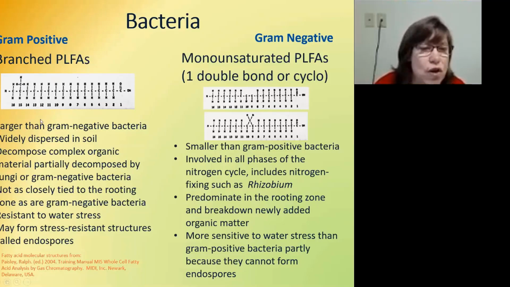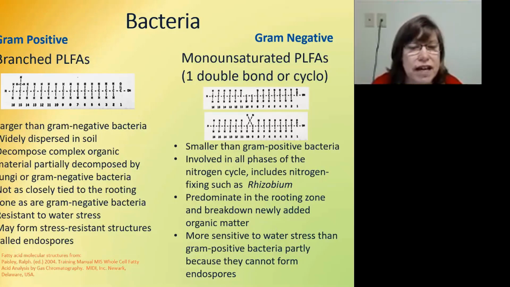So in the soil, the gram-positives tend to be larger than the gram-negative bacteria. They tend to be widely dispersed in the soil. They decompose complex organic material that fungi and gram-negative bacteria partially decomposed. They're not as closely tied to the rooting zone as gram-negative bacteria are. They're resistant to water stress because they can form stress-resistant structures called endospores.